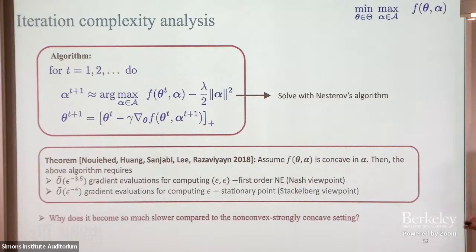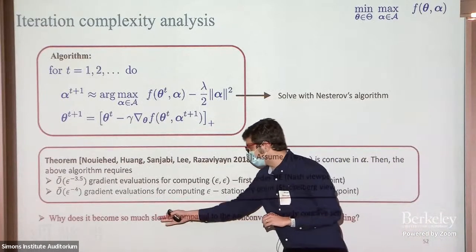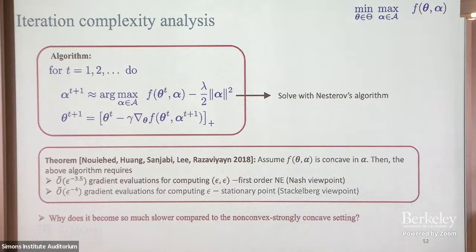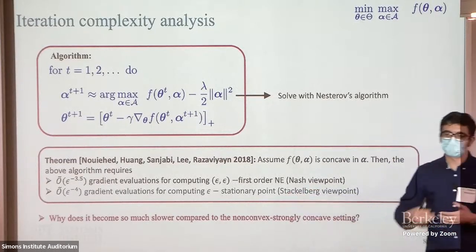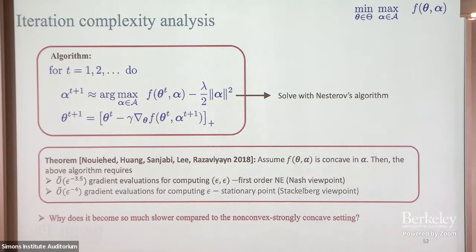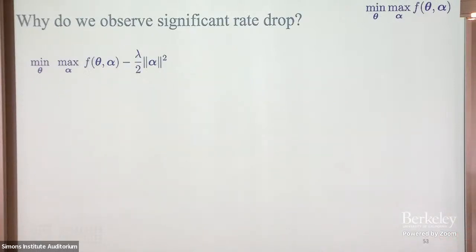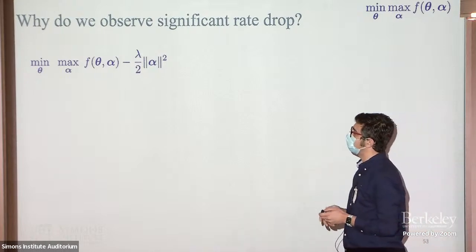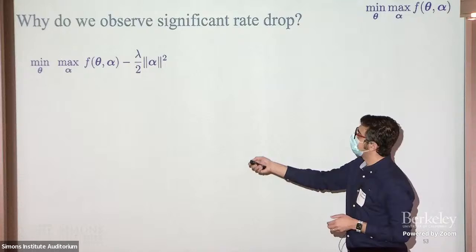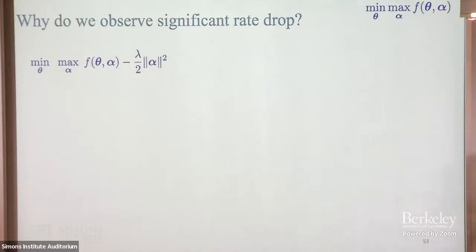Okay. So the question that I want to focus on is, why does it become so much slower compared to the previous case? We had a strongly concave case, which was epsilon minus 2. And now we went to epsilon minus 4, or epsilon minus 3.5. Why do we lose so much rate? Or why do we observe a significant rate drop? The reason that we observe a significant rate drop is that if you want to find an epsilon stationary point, as I mentioned, this problem should be a good approximation of this problem.